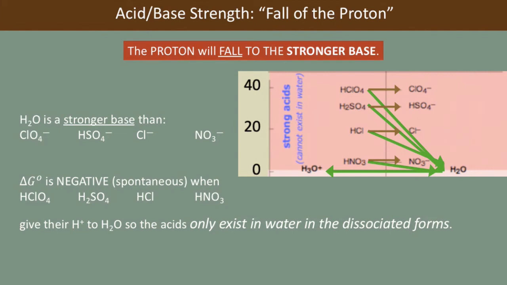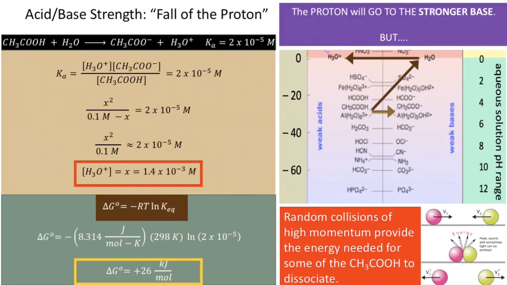But this chart would imply that weak acids, such as acetic acid, would never dissociate and give its proton to H2O to form H3O+. But we know from our acid-base unit that this is not the case. So if it's a positive delta G process of the proton going uphill, where does this energy come from? Well, first, let's find out how much the acetic acid actually dissociates.